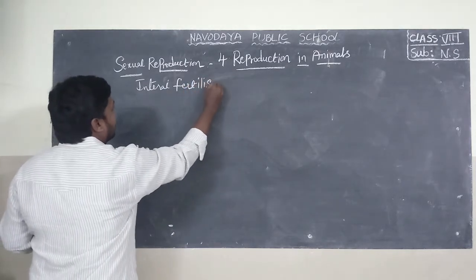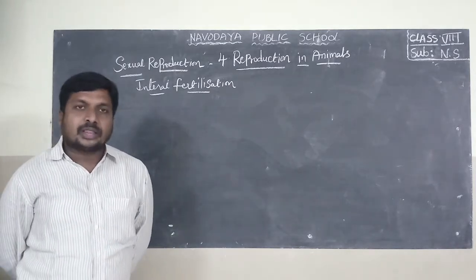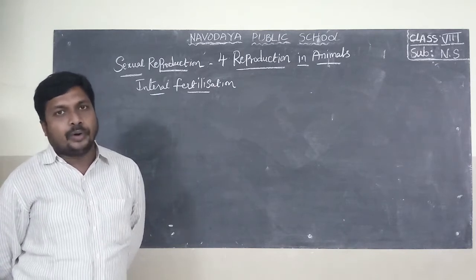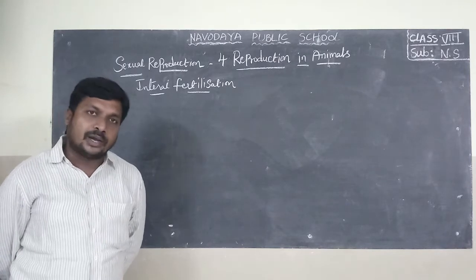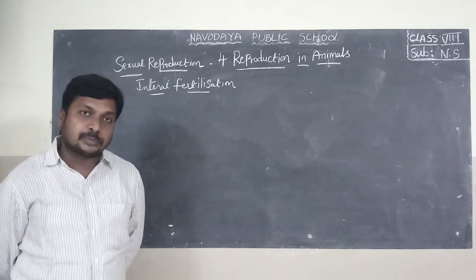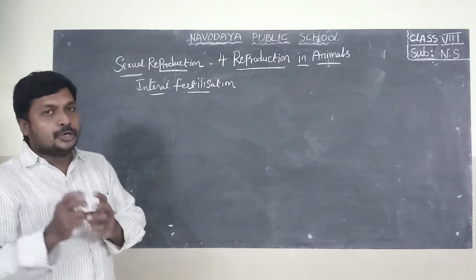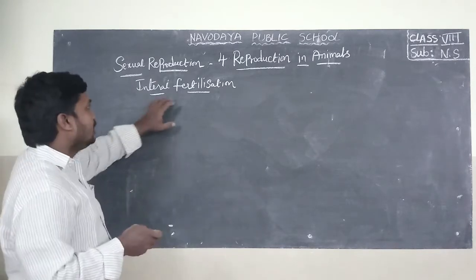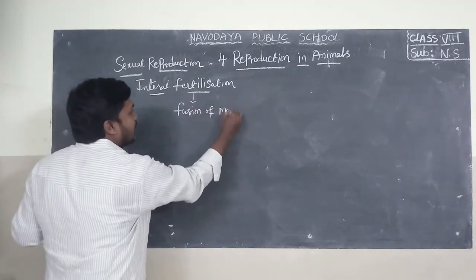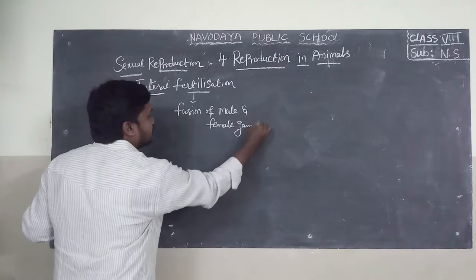Internal fertilization. In the previous class I explained that a male human being produces thousands of sperms at a time. The female human being produces only one ovum per month. Production of sperms from male human is called spermatogenesis. Production of ovum from ovaries by female human being is called ovulation. Now when sperms and ovum are produced, these must be fused together, that is called fertilization. What is fertilization? Fusion of male and female gametes is called fertilization.